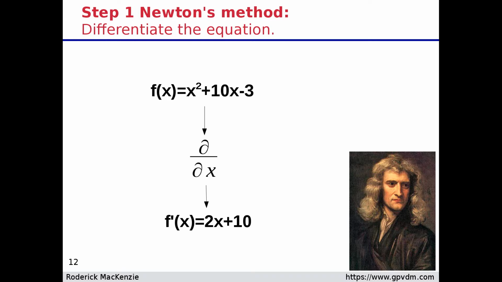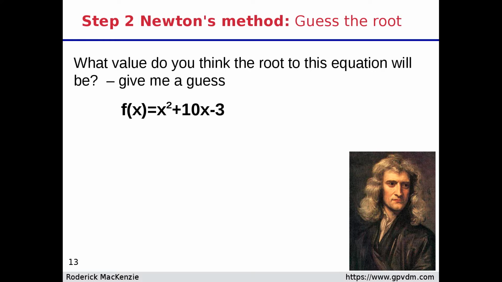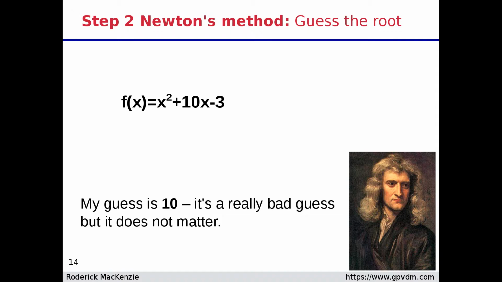This would be, in gpvdm, the semiconductor equations. And then what you do is you differentiate this equation with respect to x, the variable you're trying to solve for, and we get f of x dashed. Then what we have to do is guess a value of x. You literally have to guess any old value. And my guess is, say, 10.